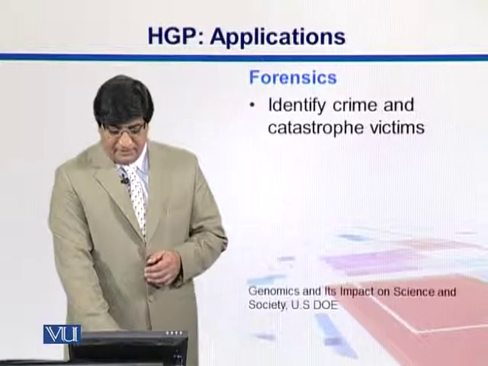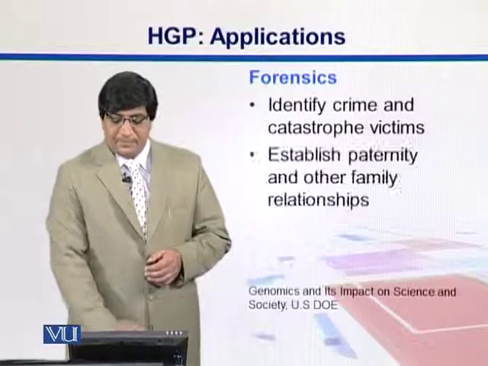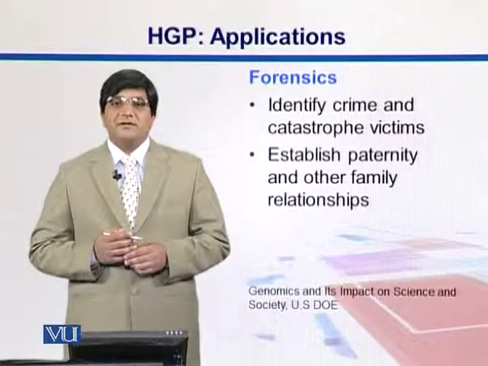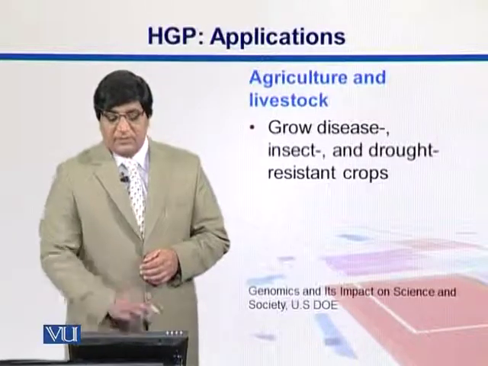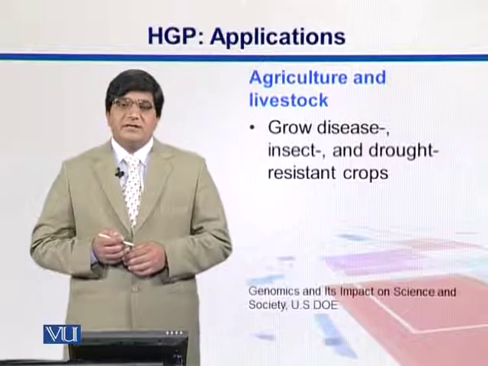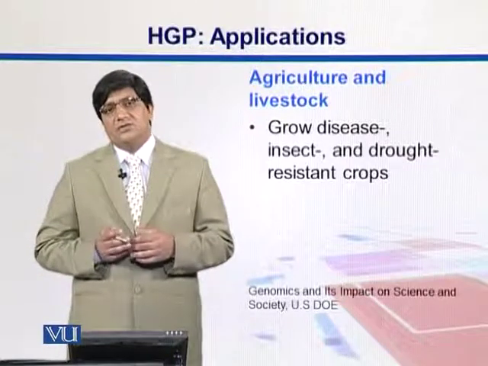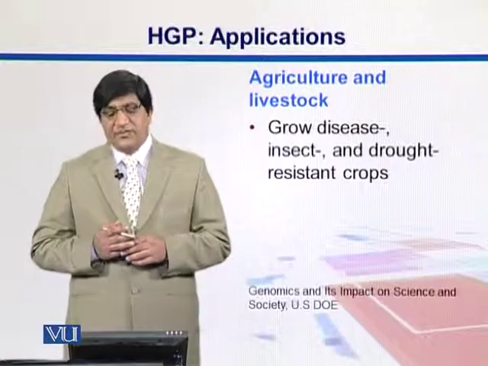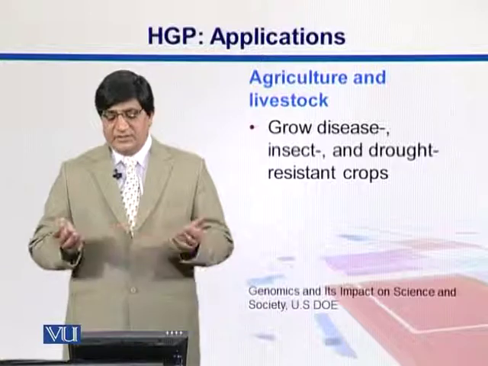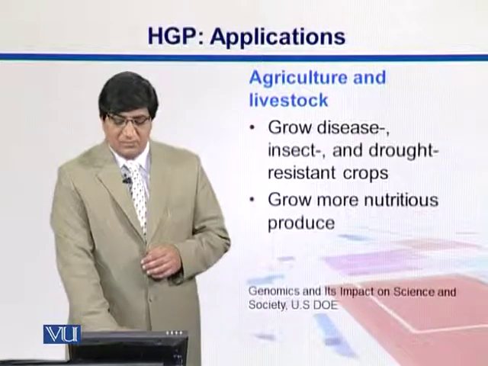We can identify crime and catastrophe victims also with this, and we can also establish paternity and other family relationships. In agriculture and livestock, if we have the sequences of the genomes of different plants and animals, what we can do is grow disease, insect and drought resistant crops. We can get more produce.